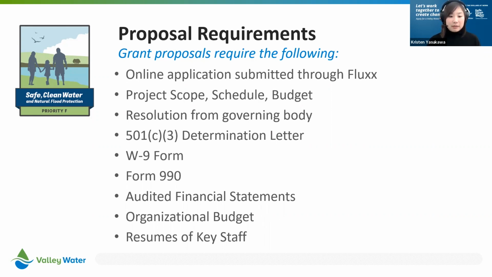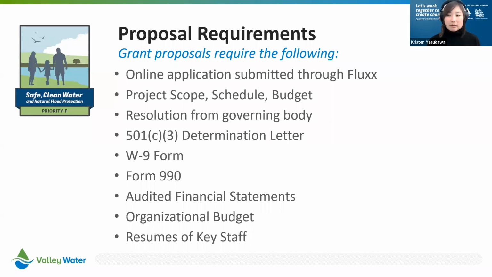If you're a 501c3, we will be looking for your 501c3 determination letter. We are going to be looking for W-9 forms, Form 990s or audited financial statements, as well as an organizational budget. So this is different from the budget that's being proposed for the grant funds. This is going to be your full organization budget. I'm trying to think of what that acronym is. There's a common acronym for public agencies for their audited financial statements and organizational budget. And so that standard document is accepted.